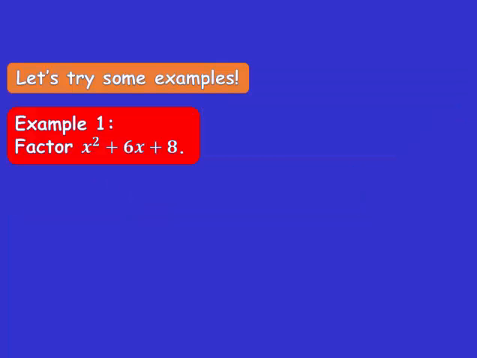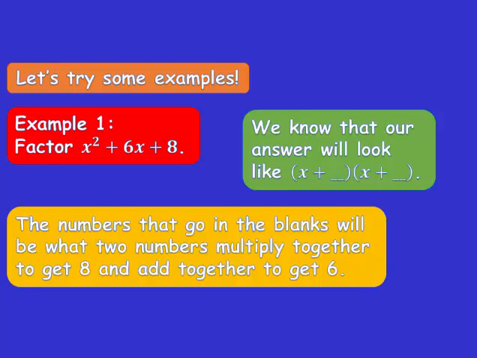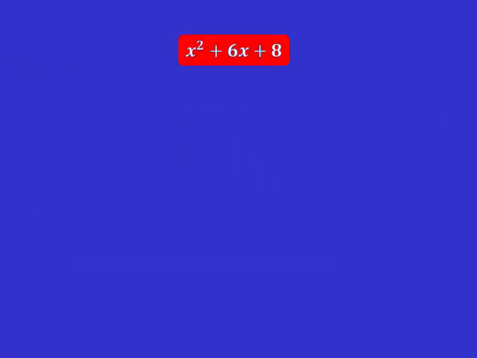Let's try some examples. Example 1. Factor x squared plus 6x plus 8. We know that our answer will look like this. The numbers that go in the blanks will be what two numbers multiply together to get 8, the last number, and add together to get 6, the middle number.